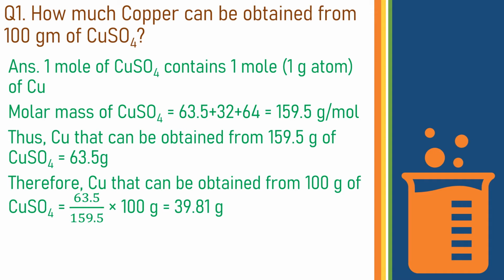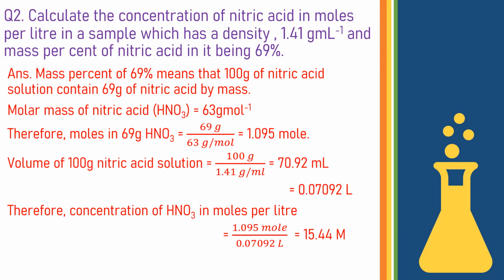So let us further proceed towards question number 2, that is: calculate the concentration of nitric acid in moles per liter in a sample which has a density 1.41 gram per milliliter and mass percent of nitric acid in it being 69%. So I hope you have understood the question. So let us begin solving it.